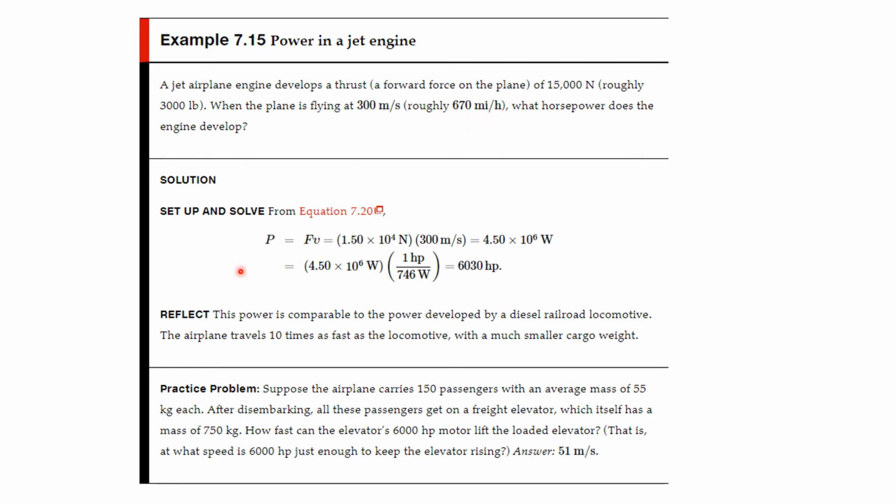Okay, well, this is the setup then. The power is equal to F times V. V is a constant, 300 meters per second, and F is the force of the thrust. So that is the power in watts. But we have to change watts into horsepower to comply with the problem, so we take watts times 1 horsepower per 746 watts. The watts will cancel, our answer will be in horsepower, and it is 6,000 horsepower. And here's another practice problem if you want to do some more work to make sure you understand the concept.